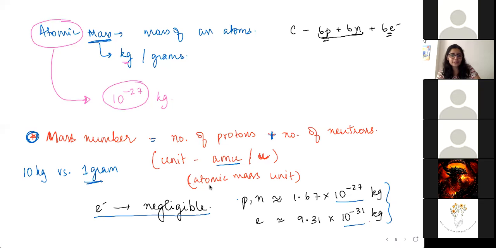So I was just comparing the kind of difference between proton, neutron and electron. It's like a 10 kg rice bag versus 1 grain of rice. It doesn't make a difference whether there are 3 grains or 5 grains in the overall mass. That is why yes, you can ignore the mass of an electron. For mass number, you just have to get the number of protons and the number of neutrons. This is what adds to the mass overall. And atomic mass unit is the unit that is used.